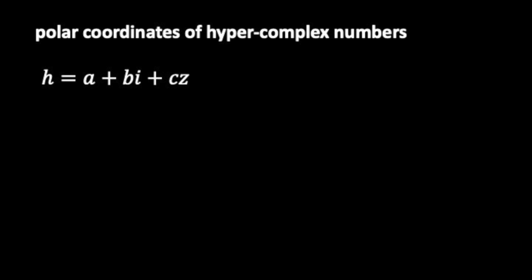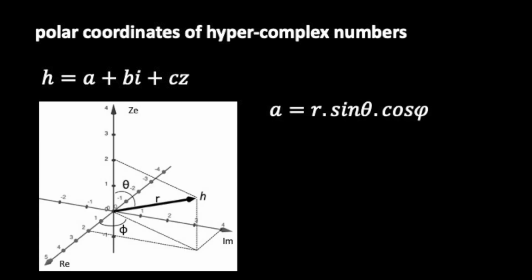When we want to represent h using polar coordinates, we set a equal to r times sine theta times cosine phi, where r is the length of the vector starting at the origin and ending at h. Theta is the angle that this vector makes with the zero axis, and phi is the angle that the projection of the vector onto the complex plane makes with the real axis. You can verify this in the illustration.